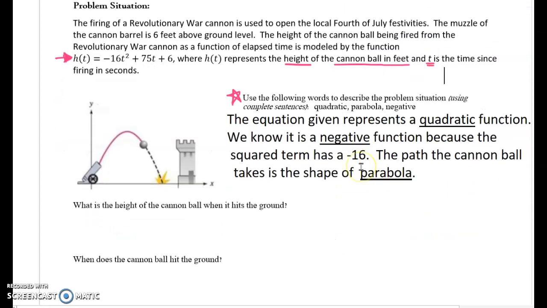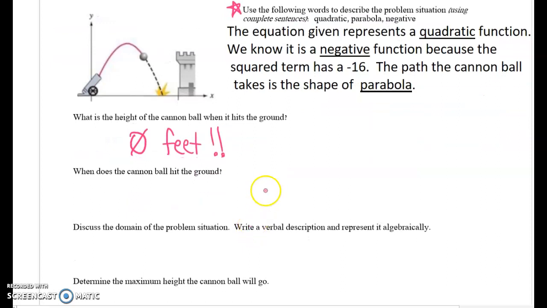So there are a few things they want to know. They want to know what is the height of the cannonball when it hits the ground. How far off of the ground is it going to be when it hits the ground? Think long and hard. How many feet off of the ground is it going to be? It's going to be 0 feet, y'all. Most everyone gets that one right. That's great.